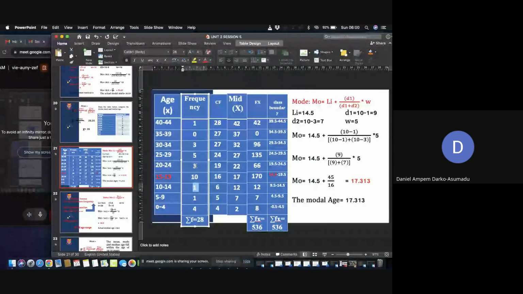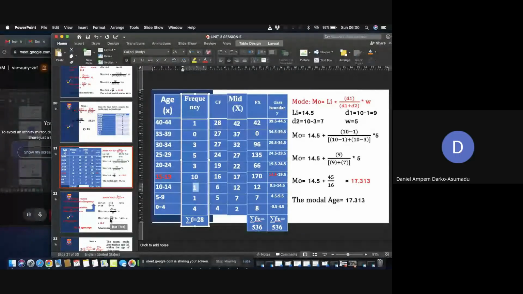Do you understand? If you rearrange or turn the table to your convenience, that is fine. You don't have any problem with anyone. So when you put this in the formula, that is what you have calculated to this level, which is 17.313. Please, is it understood? If you have any question, please ask.